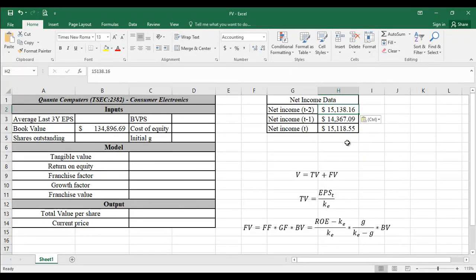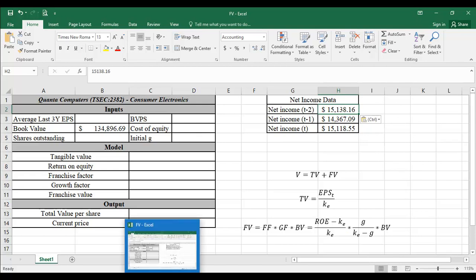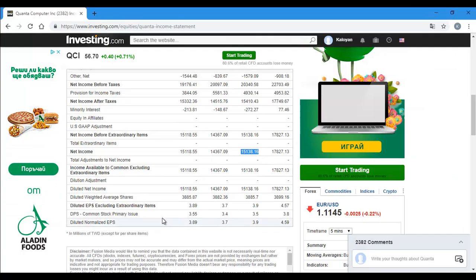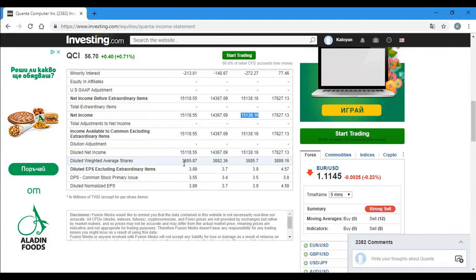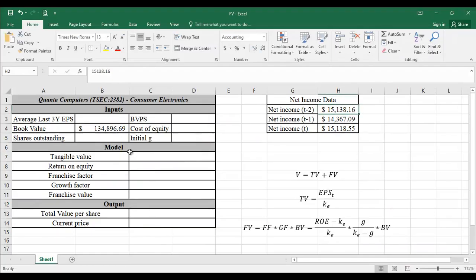Of course, if you have some other information source on the accounting data, please feel free to use it. And the final thing that I'll need is the current shares outstanding. This can also be found for 2018 in the income statement.